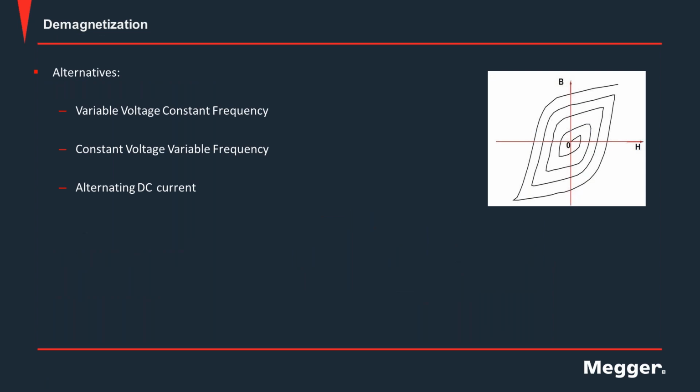Alternatively, if you have a source of variable voltage with constant frequency, you can use that. And if you have constant voltage with variable frequency, you can also do that. And if you have an alternating DC current, meaning positive side, negative side, like this, you can also use that to demagnetize the CT. But the ideal is, of course, to bring it back to zero in this diagram, as you can see here. So by using these three methods as alternatives, the most important thing is to bring it back to zero here.